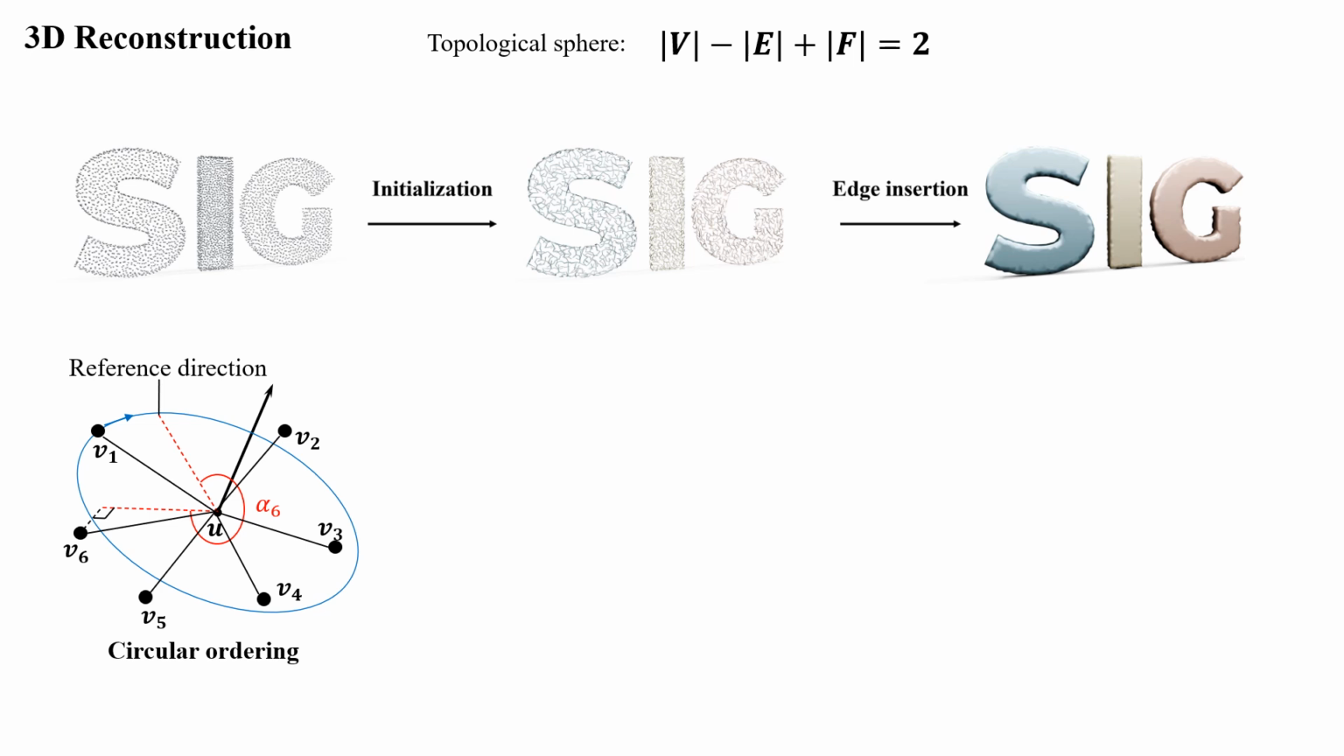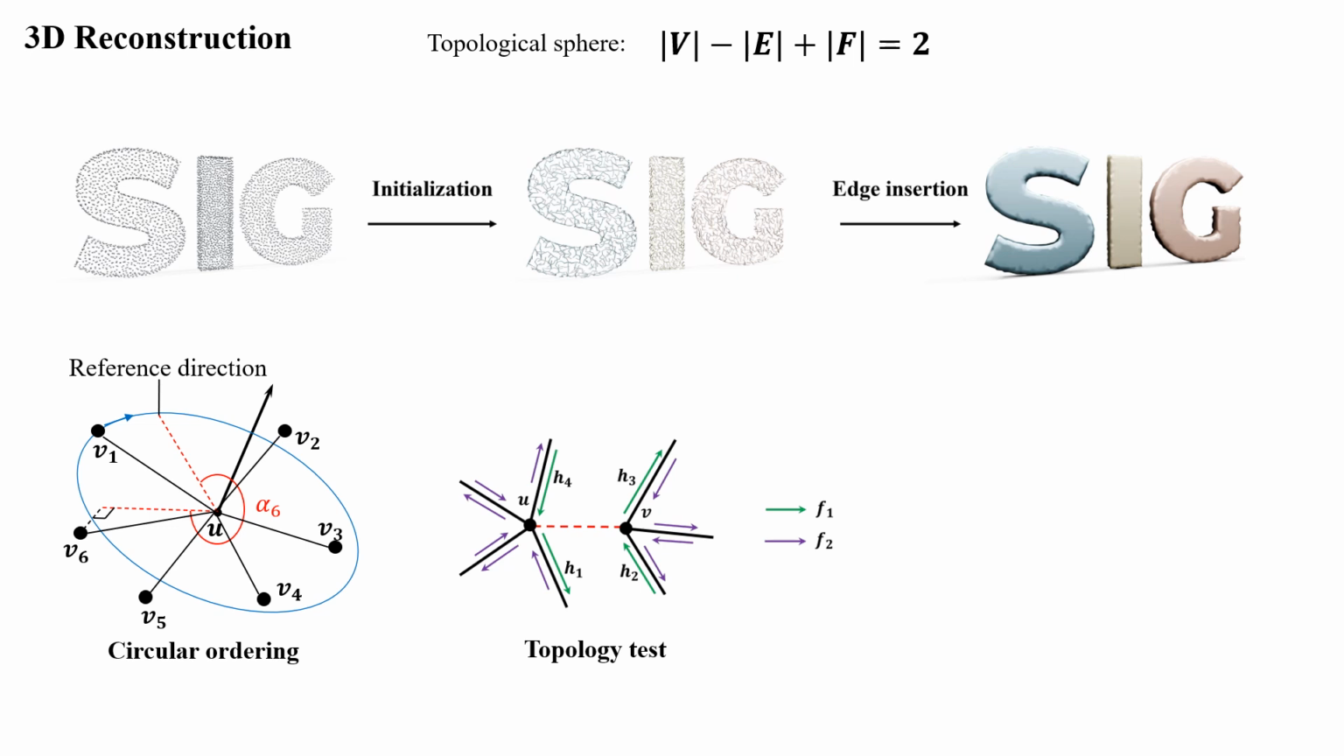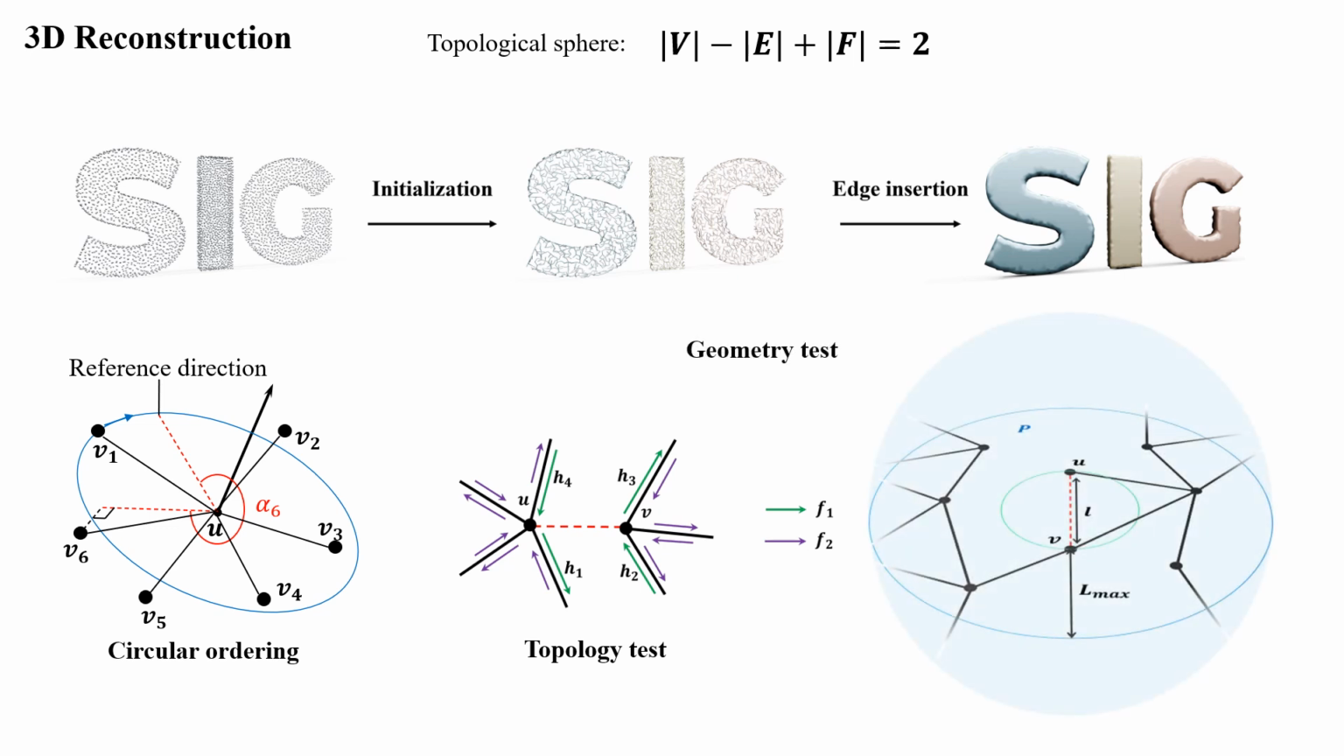With the same three operators, we can define the face in 3D. We use the same topology test to keep the graph as a topological sphere. Other than that, we need an additional geometry test to remove possible edge intersection in the local plane. This test rejects edges causing intersecting or overlapping triangles.